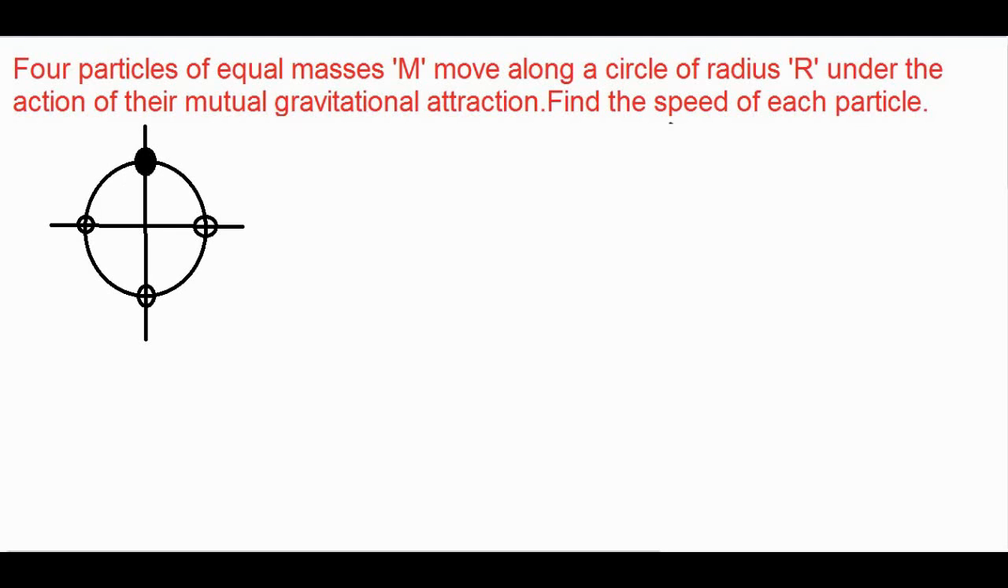So these four, at the beginning of time, are under equilibrium. Now when a slight disturbance is applied to any one of them, the mutual attraction drives them, which causes the rotation. So the radius of this circle along which they are rotating is r, the mass of each particle is m, and what we are asked to find is the linear velocity of each of these, which I assume to be v.